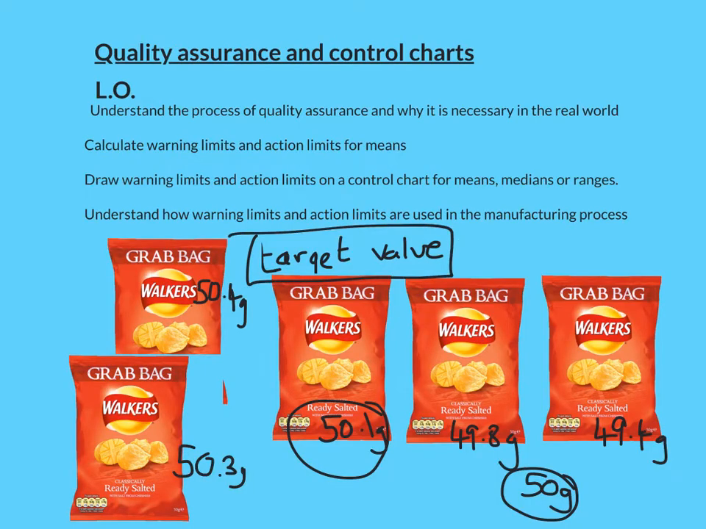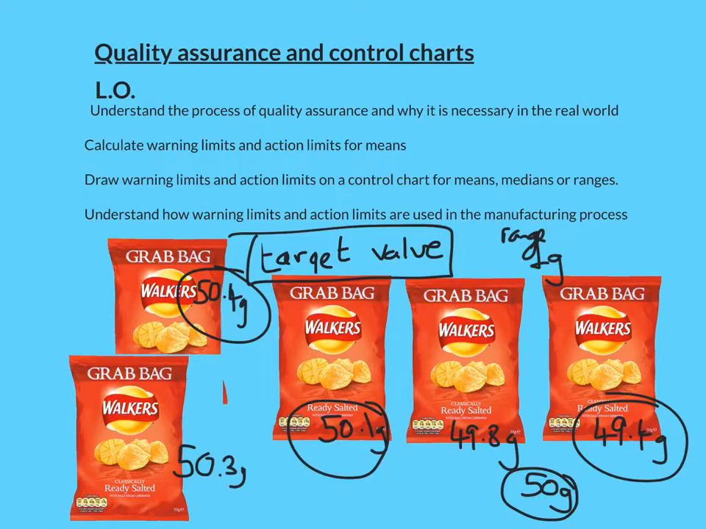So although each individual packet of crisps is not at the target value, on average they are, so we're okay with that. And we'll look at that in a bit more detail in what's called a control chart. Quick note on the range. If I wanted the range here, I've got my largest and my smallest, so my range would be 1 gram of difference. And then I would take several samples and have a look at all the ranges of those.